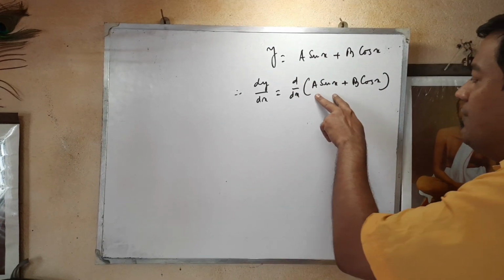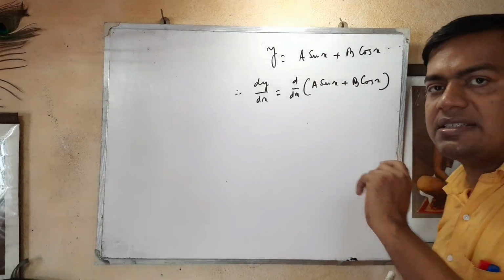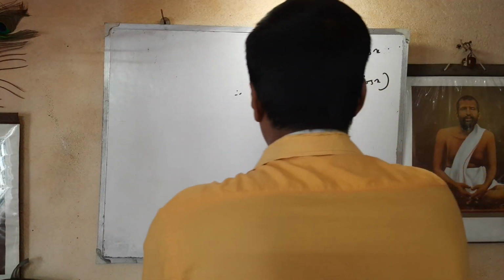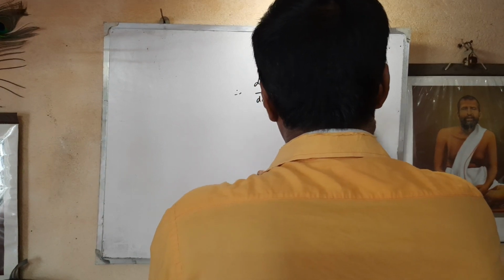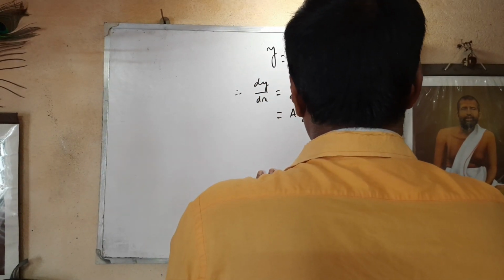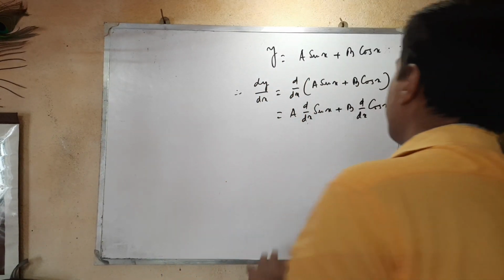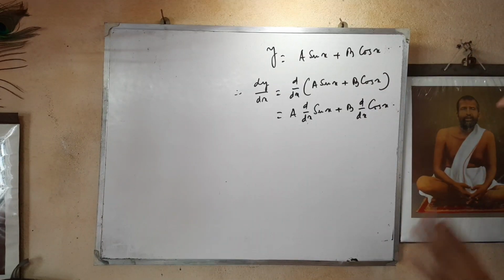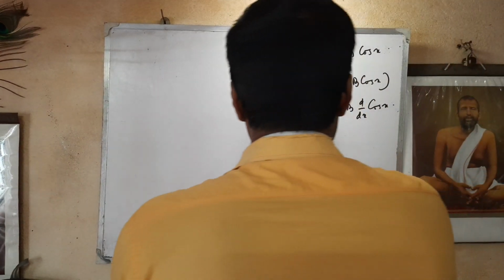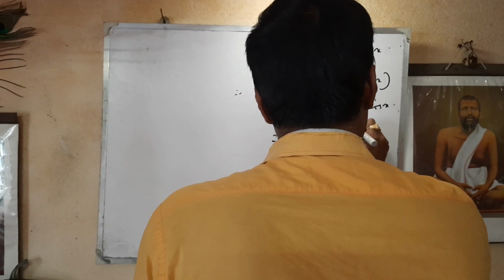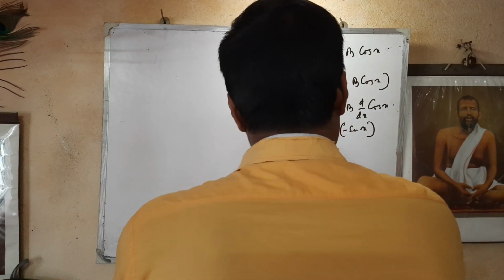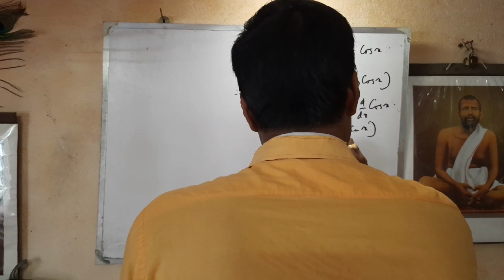Now if I consider the differentiation of the first term, a is constant, so a can be taken outside the differentiation. It will be d/dx of sin x. Similarly b, it will be d/dx of cos x. From our formula we know that d/dx of sin x equals cos x, that is a cos x, and d/dx of cos x is minus sin x. So it comes as a cos x minus b sin x.